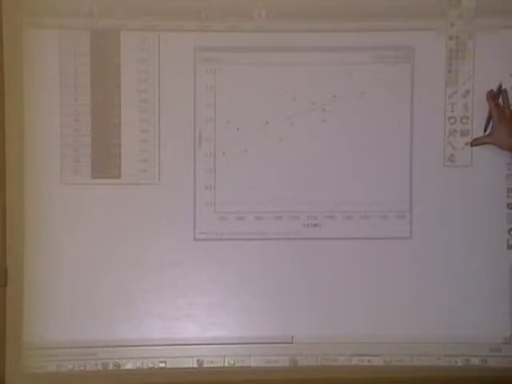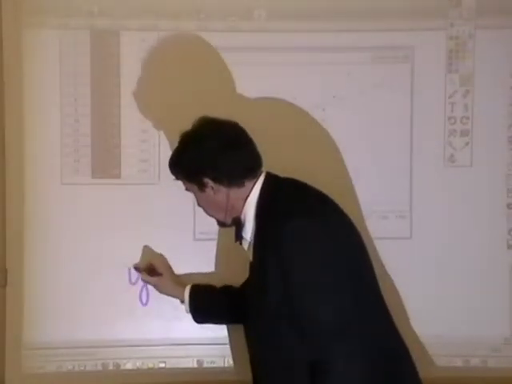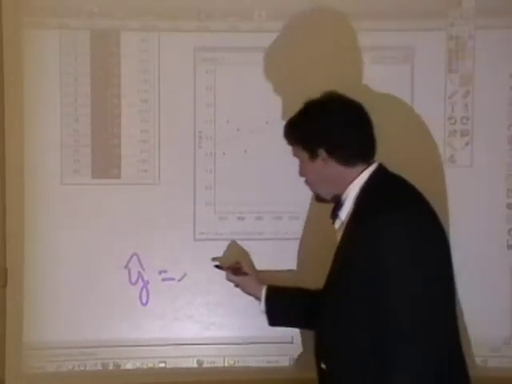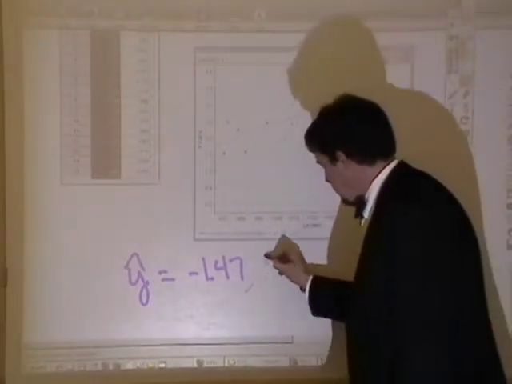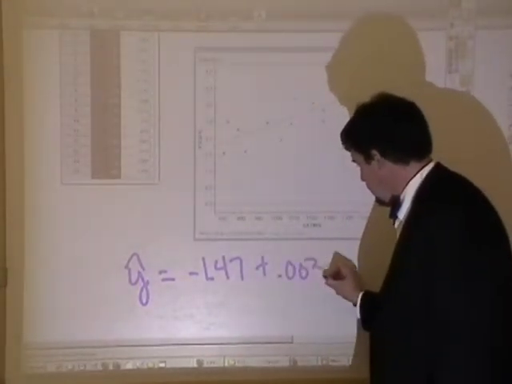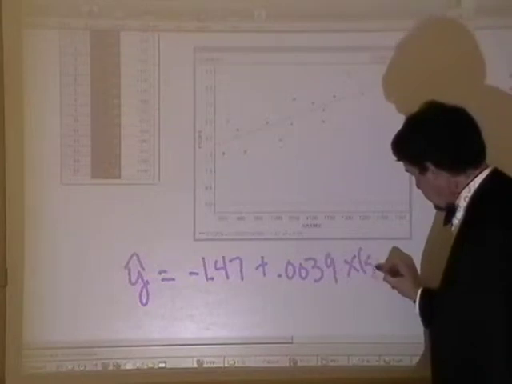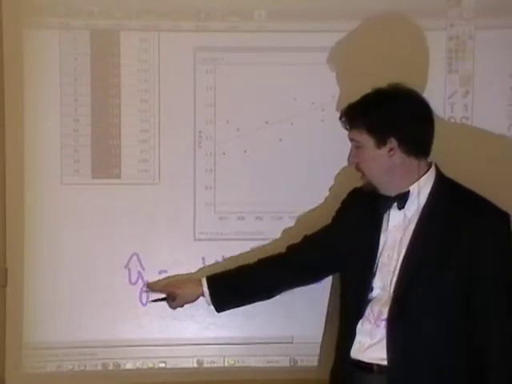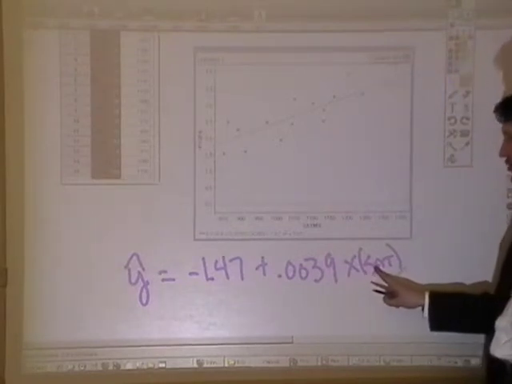I'm going to write on this. So y hat, here's our equation for our line of best fit. Y hat is equal to b0, which was our y-intercept, negative 1.466. I'll call it negative 1.47, plus the slope 0.0039 times x, and x here happens to be SAT points. So what we're saying is our predicted freshman year GPA is equal to negative 1.47 plus 0.0039 times whatever SAT score we want to go with.